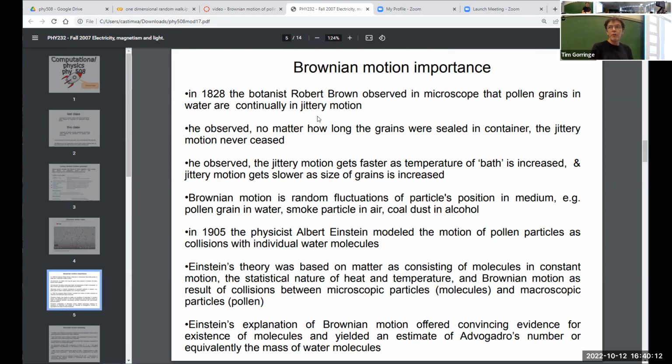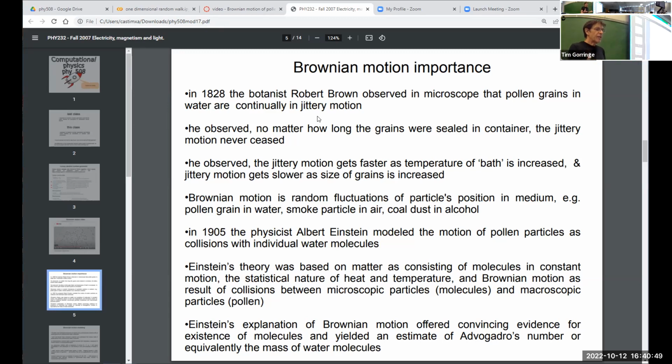So there are basic building blocks of the water, of the fluid. It was based on the statistical nature and statistical mechanics of heat and of temperature, a modern understanding of heat and temperature. And as I say, it was based on the idea that what's going on is collisions between microscopic water molecules that are unobservable and the macroscopic pollen grains, which are observable.